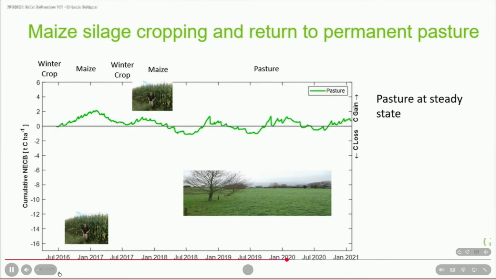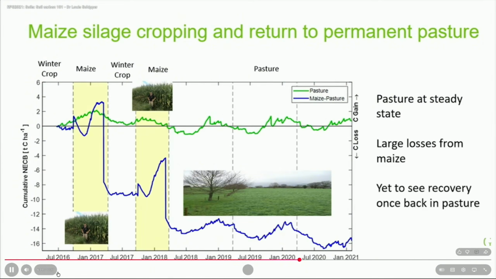So that includes everything, milk and cow respiration and all the rest of it. And you can see with that green line, it's basically hovering around zero, little gains, little losses, little gains, but in a really reasonably predictable way. Now, if we take a paddock close by and we run this through maize, this is what we observed over that time period. So you can see 2 maize periods there.